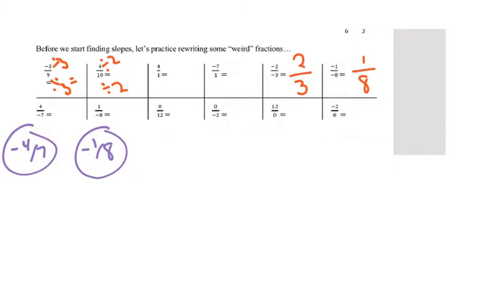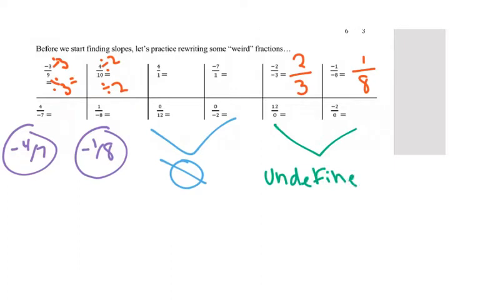The next two are both 0 divided by something. 0 divided by 12 and 0 divided by negative 2. Well, if you divide 0 by another number, you always are going to get 0. So you just would be rewriting that as 0. And then finally, 12 divided by 0 and then negative 2 divided by 0. You can't divide numbers by 0. When that happens, we call this undefined. It's a mathy term.